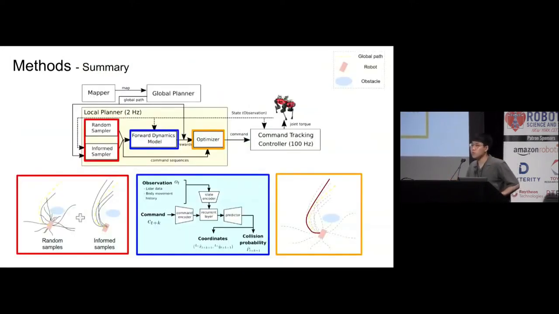Now we will summarize the proposed learning-based local planner. First, velocity command trajectories are sampled from both random sampler and informed trajectory sampler. Then, forward dynamics model is used to predict the future outcomes of the sampled velocity command trajectories and compute rewards. Based on the rewards, the velocity command trajectory is optimized and executed in MPC fashion until the goal is reached.